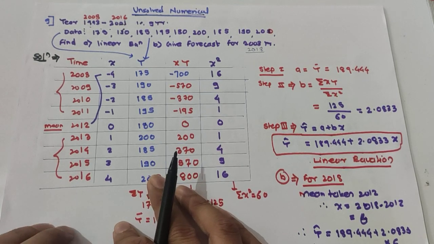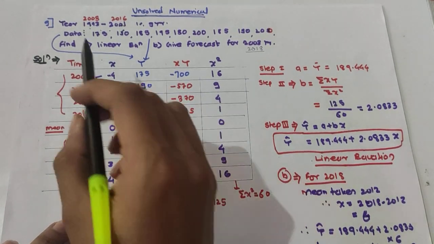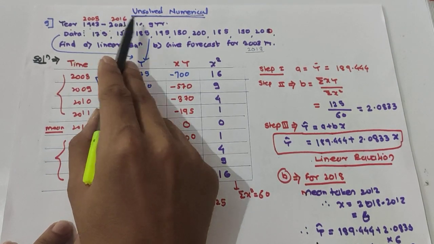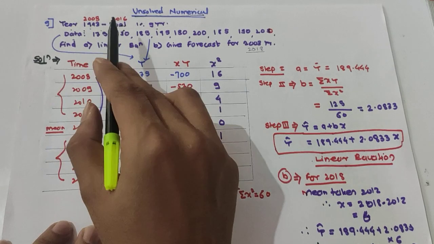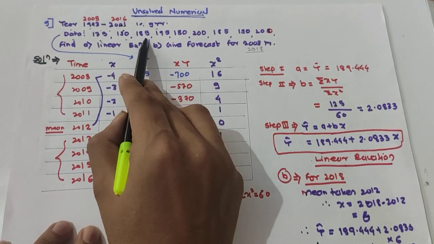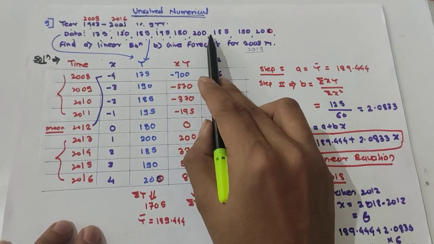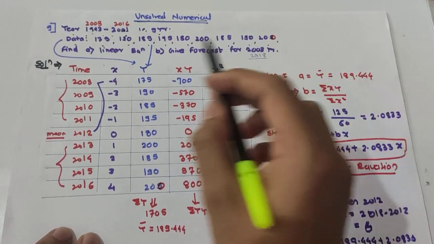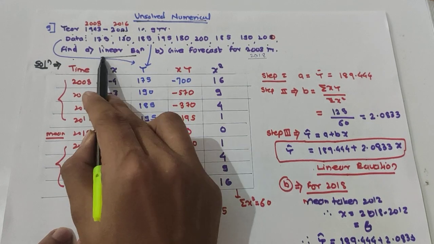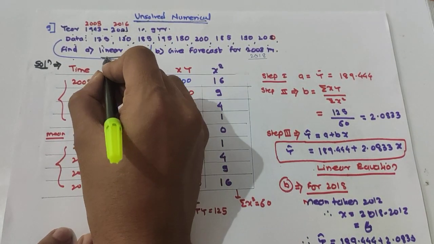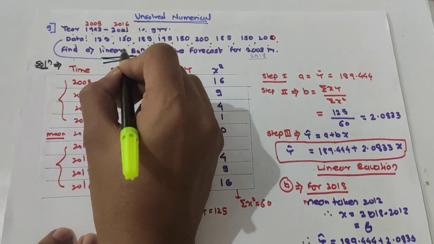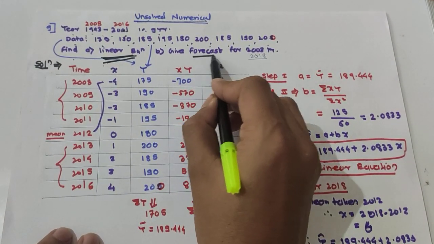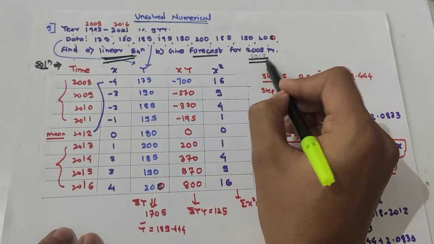So friends, see what the ninth example says. For the year 2008 to 2016, that is a total of 9 years, the data is as follows: 175, 190, 185, 195, 180, 200, 185, 190 and 200. And we have to find the linear equation, as the problem itself mentions, and we have to forecast the data for 2018.